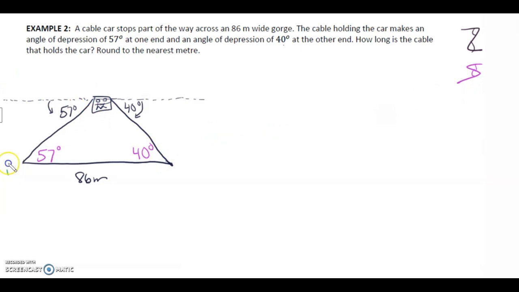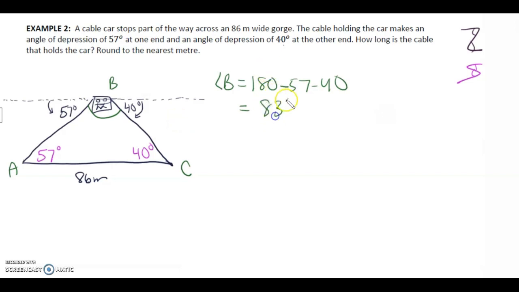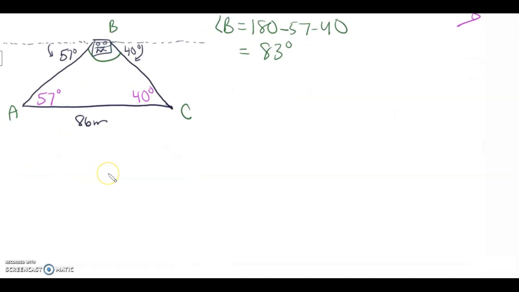And if we label this A, B, C, angle B is going to be 180 degrees minus 57 minus 40. In our calculators, we get 83 degrees. So if you're comfortable with this drawing, you can keep it. If you want to clean that up, I'm going to redraw mine so that I don't have the cable car, the extra angles, the people there, okay?